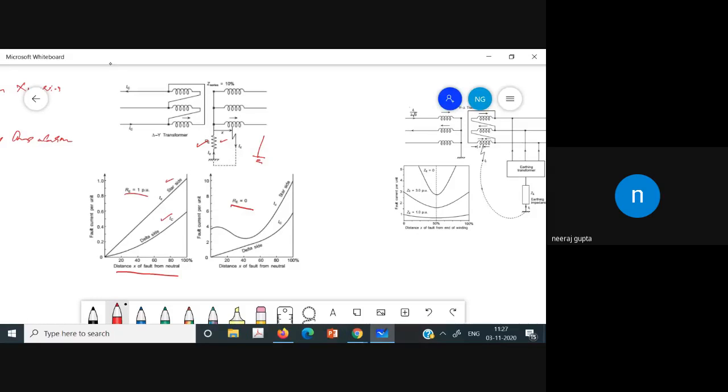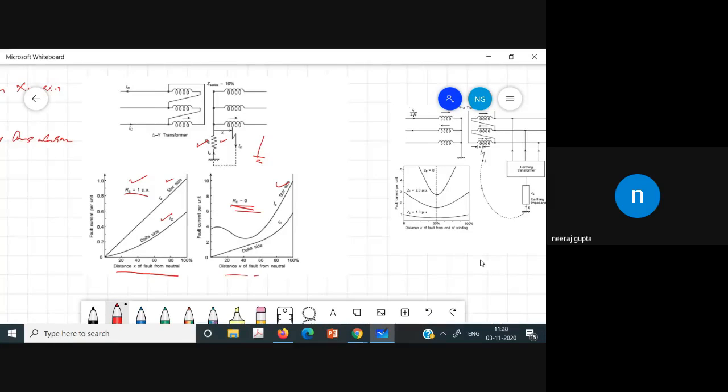In that case, no direct relationship is seen between the two. You can see that it goes on decreasing on the star side, and there is no particular relationship on the delta side either. So for a solidly grounded system, no such relationship is seen. Now let us consider one more case. This is the case in which we have grounded the system, first with the grounding resistance of 1 per unit, and then as a solidly grounded system.